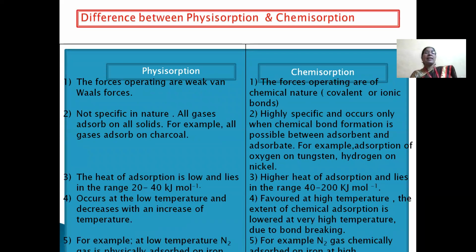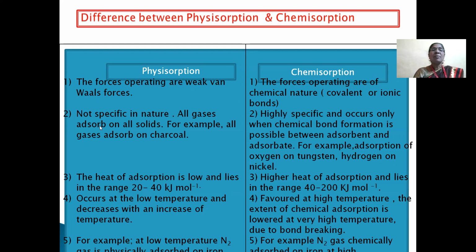Next point here, what is the difference between physisorption and chemisorption? Number 1: the forces operating in physisorption are weak van der Waals forces, and the forces operating in chemisorption are of chemical nature, that is covalent or ionic bonds.